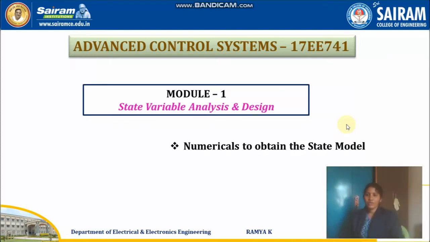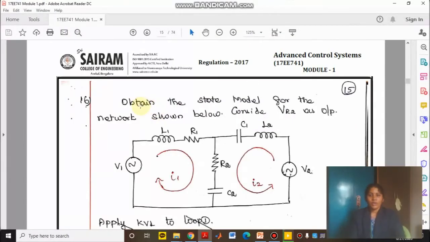Good morning students. Today we are going to solve some more numericals to obtain the state model of the system. Now consider the next problem. Obtain the state model for the network shown below. Consider VR2 as the output, where VR2, that is voltage across R2, is going to be considered as the output.